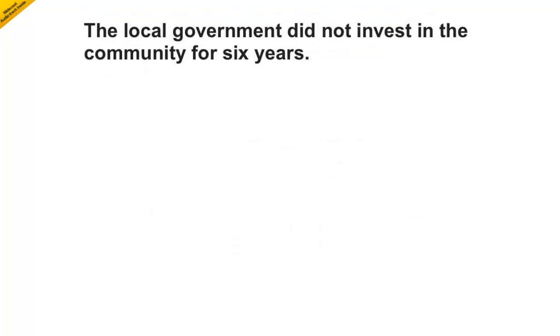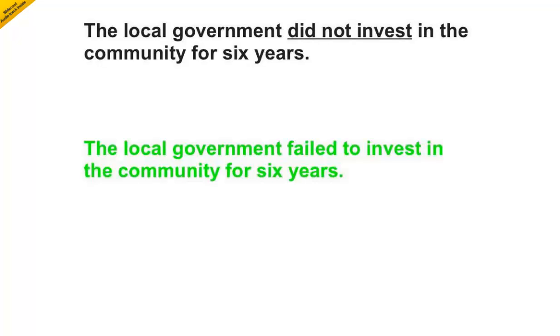Well, another way we could say a similar concept, for example, in this sentence, the local government did not invest in the community for 6 years. We could say, instead of did not, which isn't the most sophisticated structure, we're not going to get many points for that. What we could say to show the examiner good vocabulary, good grammar range, is the local government failed to invest in the community for 6 years. So if you failed to do something, it means you didn't do it.